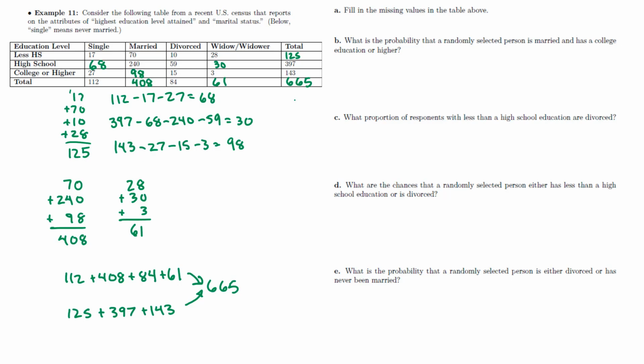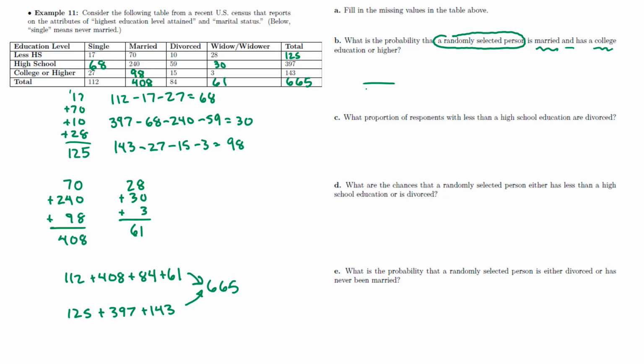All right, so now we're going to go through and answer these questions. Part B says, what's the probability that a randomly selected person is married and has a college education or higher? Now remember how we talked about being really careful about the wording. So let's look at who we're asking. Imagine these 665 people in a room once again. So who are we asking? A randomly selected person. So we are just grabbing a person, and we're asking, are they married and college education or higher.